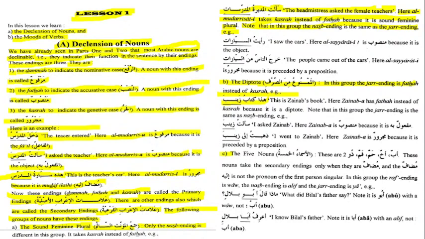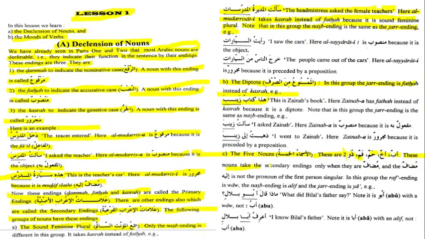And then the other group is the asma'ul khamsa, the five special nouns. I don't know what this two is here. The nouns are five. So this two is a mistake in the book. So these are five. And they are abun, akhun, hamun, famun, and zu. These are the asma'ul khamsa, the five nouns.